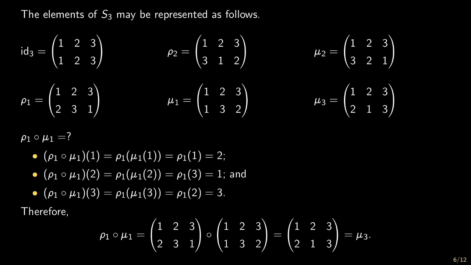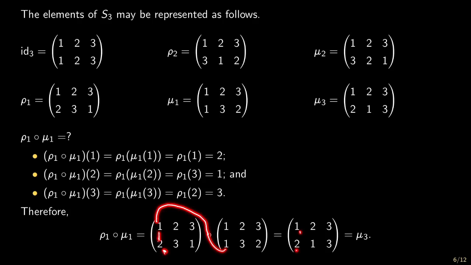We could actually multiply without writing this out, just by looking at these factors. This is where the notation can be convenient. Remember, when you take a composition of functions, we first apply whatever is on the right. For example, if you want to know the image of 1 under the product, you first apply mu1 to 1. So 1 goes to 1 under mu1, and then this image 1 is mapped by rho 1 to 2. So the final image is 2.